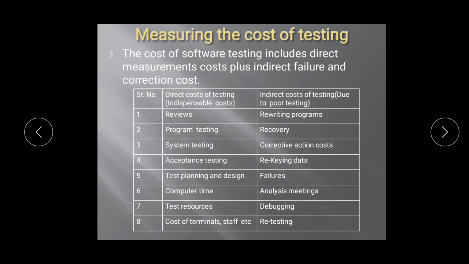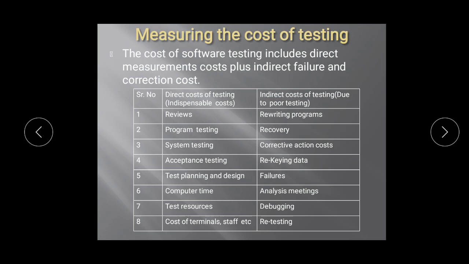So when we say measuring the cost of testing, how can we measure the cost of testing? The cost of software testing includes direct measurement cost plus indirect failure and correction cost. So it's the direct measurement cost that we are applying, and in return the indirect cost of testing is always there, because if failure and correction occurs, detection occurs, so what can be the return?